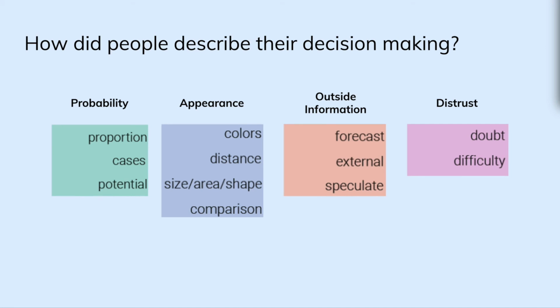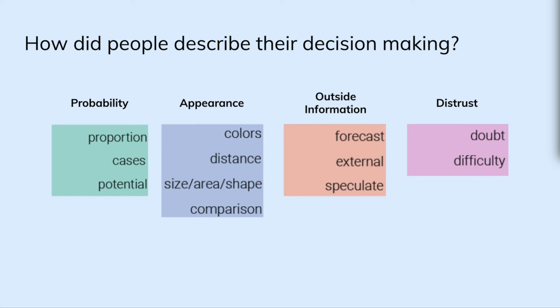So to analyze how people made their decisions, I annotated everyone's responses to the Think Aloud study, and I came up with this list of types of reasoning within 4 different categories. The first category is probability, which has to do with the chance of something happening, or the best or worst case scenario, or something that has some potential to happen.